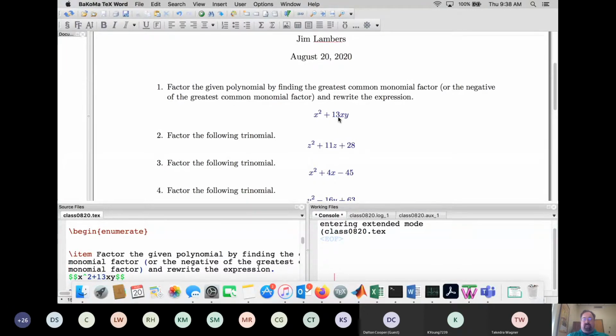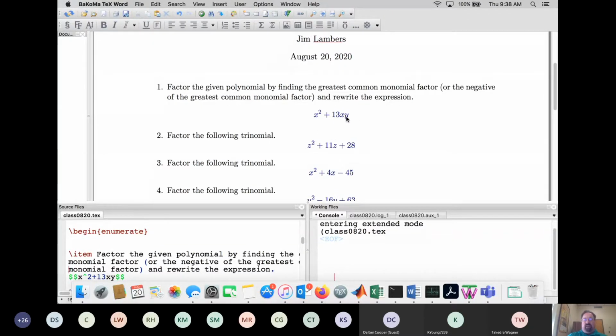That won't happen in this case. Like here we have a coefficient of 1. Here we have a coefficient of 13. There is no common factor, 13 being a prime number. So there won't be anything to factor out in terms of numbers.